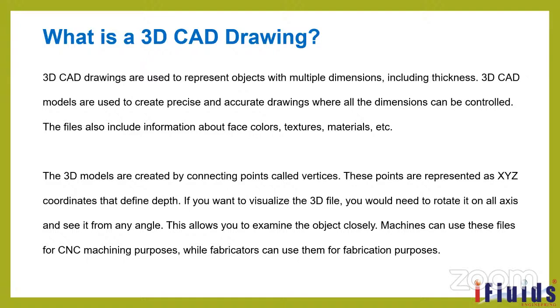Then next one is we are going to see about 3D CAD drawing. 3D drawing is used to represent objects with multiple dimensions, including thickness. That means we can see the solid in three dimensions, in the X, Y, Z direction also. These are used to create precise and accurate drawings where all the dimensions can be controlled.